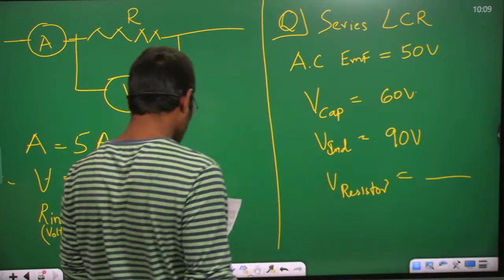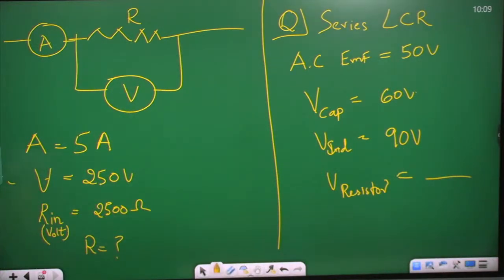See, the second question is a series LCR circuit connected to a source of alternating EMF 50 volts and the potential difference across the inductor and capacitor are 90 and 60. Inductor 90, capacitor 60, right? And the potential difference across the resistor. Come on, people watching online, share your answers.